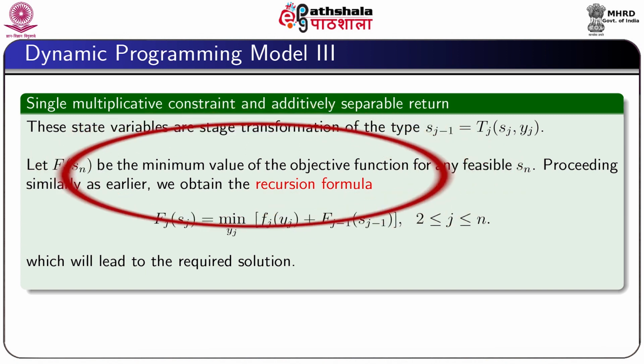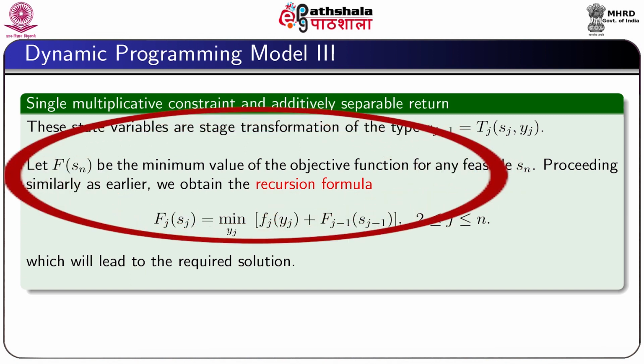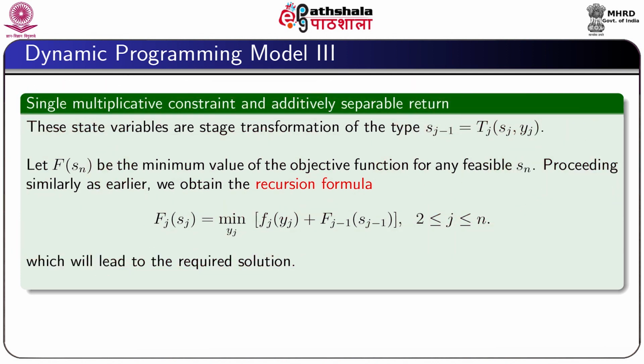Let capital F Sn be the minimum value of the objective function for any feasible Sn. Then proceeding similarly as earlier, we can obtain the recursive formula as capital Fj Sj equal to minimum of fj Yj plus capital Fj minus 1 Sj minus 1, and the minimum is taken over Yj.